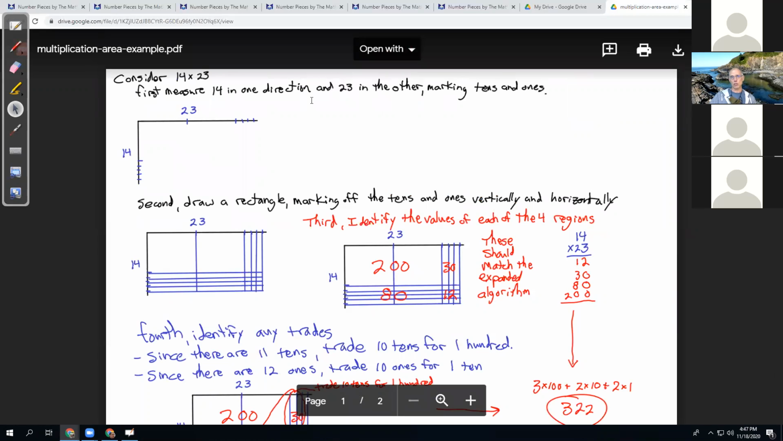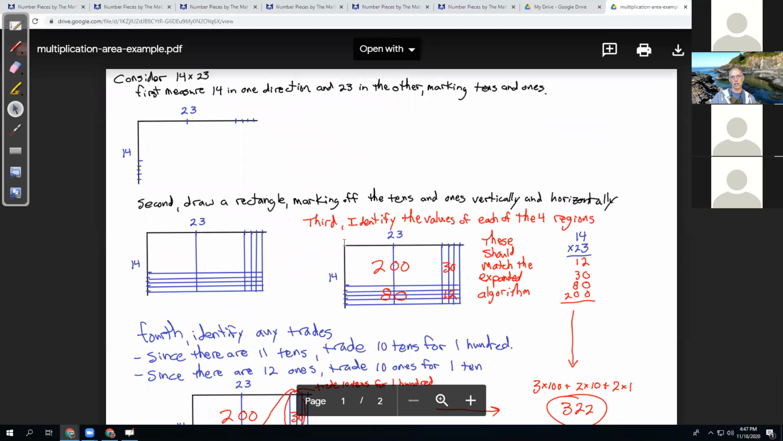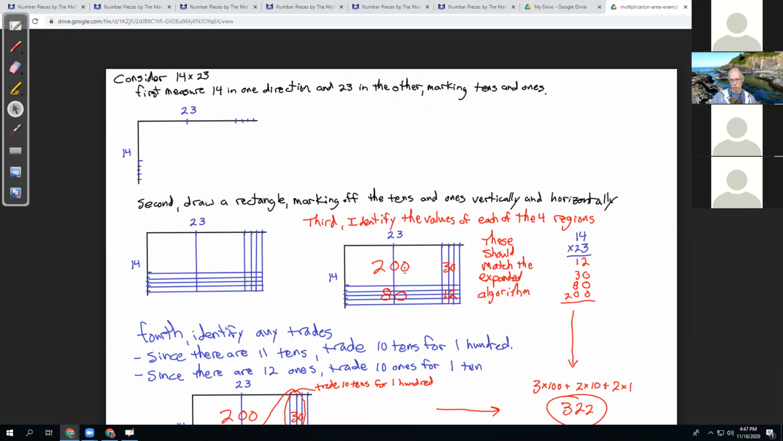And to get to this picture, there's a whole bunch of stuff I'm doing, right? So the first thing I have to do is think of 14 in one direction and 23 in the other direction. And then I actually have to mark off the 10s and the 1s, right? And then third, I got to say, okay, there's groups. There's a group of 200, a group of 30, a group of 80, a group of 12. And then that's related to the expanded algorithm.